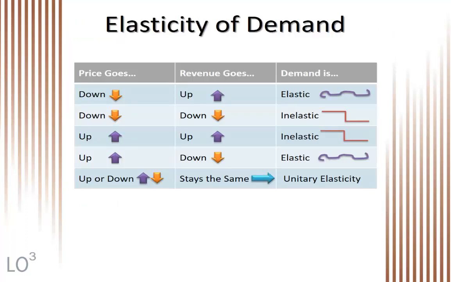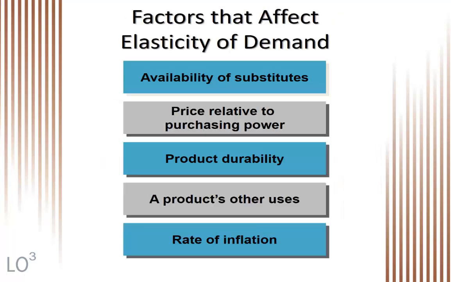Elasticity can be measured by observing the changes in total revenue shown on the slide. When the price goes down and the revenue goes up, then the demand is elastic. When the price goes down and revenue goes down, it is inelastic, and vice versa. But when the price goes up or down and the revenue stays the same, it is unitary elasticity.